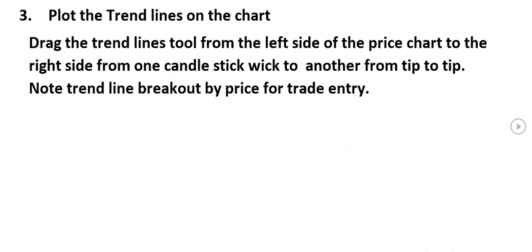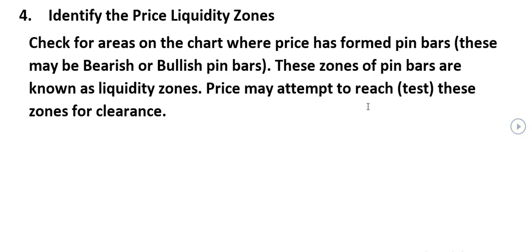All right, so that's that for plotting the trend lines on the chart. Let's take a look at the next one, which is identify the price liquidity zones. Check for areas on the chart where price has formed pin bars. This may be bearish or bullish pin bars. These zones of pin bars are known as liquidity zones. Price may attempt to reach or test these zones for clearance.